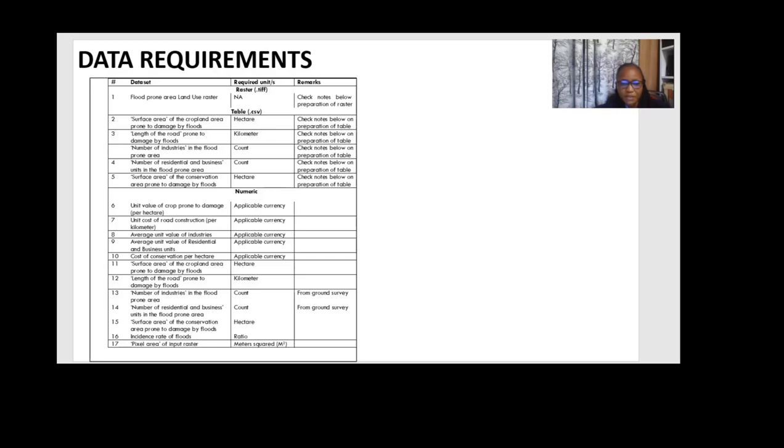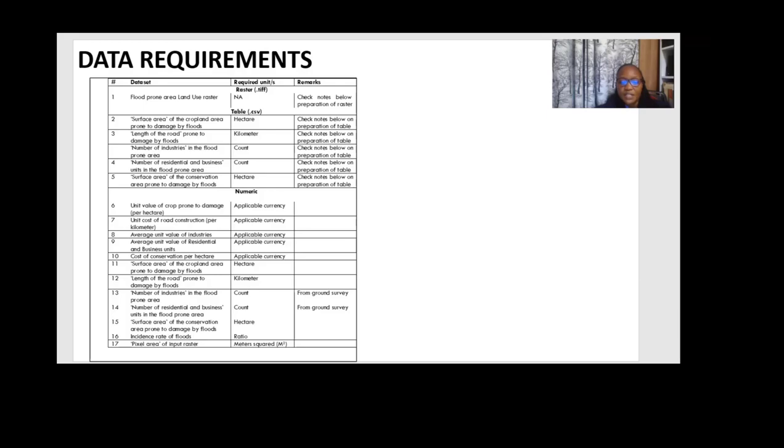The surface area of the cropland area prone to damage is in hectares, like I've explained. Same to the length of the road, the number of industries, and the number of residential and business units in the flood-prone area. This can be done from ground survey to establish the number. And then the area prone to damage by floods, incident rate of floods. This is very important because this is a ratio. And we know that floods do not occur every year. They sometimes occur after a period of time.